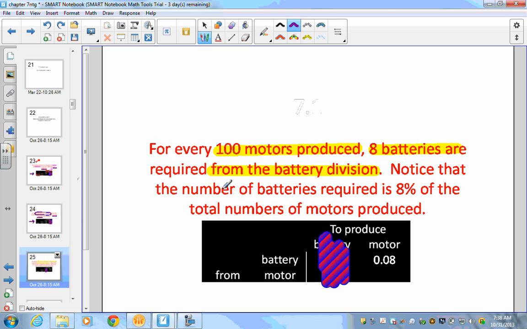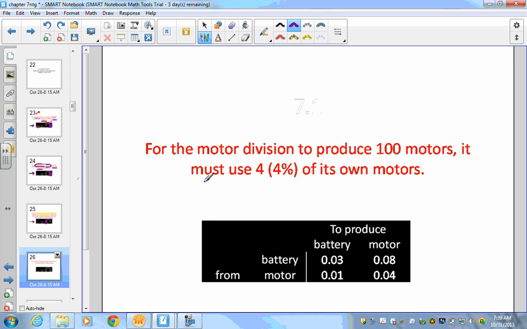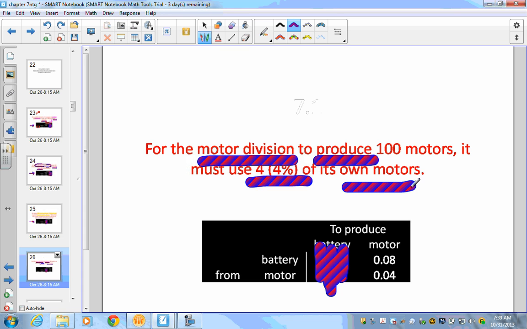And so now 8 batteries are needed. So when we read it this way, battery to motor 0.08. And hopefully by now you pretty much picked up the pattern here for the motor division to produce 100 motors. So motor division to produce, we're producing motors. So once again, the battery column is gone. It must use 4% of its own motors. All right, so that means the from right there, which is 4%.